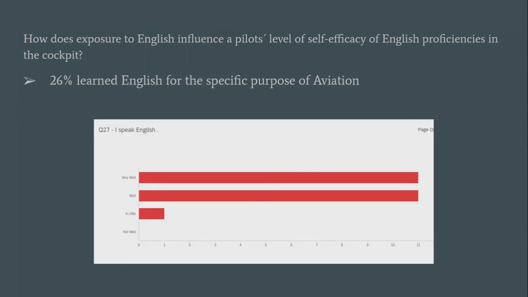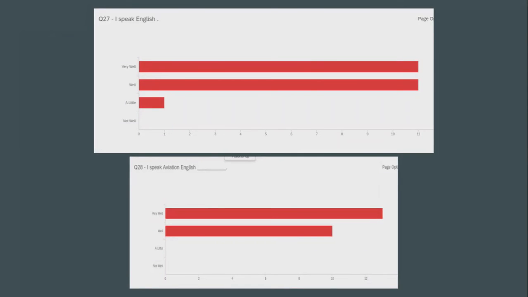being more likely to respond that they were only slightly comfortable or moderately comfortable in certain flight scenarios related to English. Also notable was the difference here between I speak English and I speak aviation English in the answers to each prompt. As you can see, one person responded that they speak English a little, while this answer is eliminated during I speak aviation English.